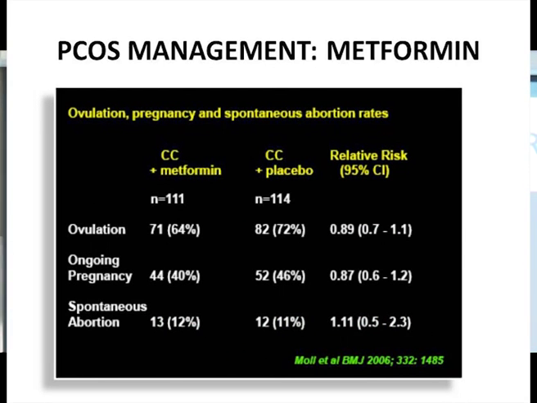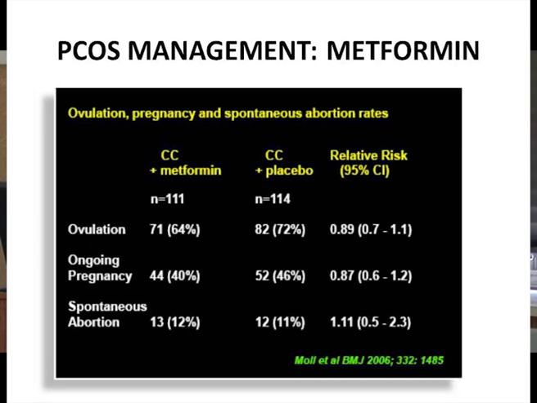If you look at this paper by Moll, from 2006, almost 10 years ago, on your left-hand side you look at ovulation rates, ongoing pregnancy rate, which means a fetal heart at 12 weeks of pregnancy, and then spontaneous abortions, not induced. If you look at clomiphene and metformin together, your ovulation is around 70%. Clomiphene and placebo, about 82%. Absolutely no difference.